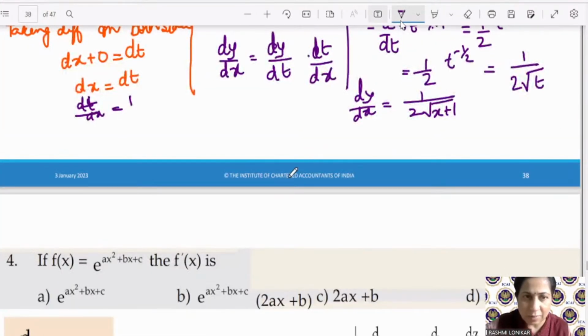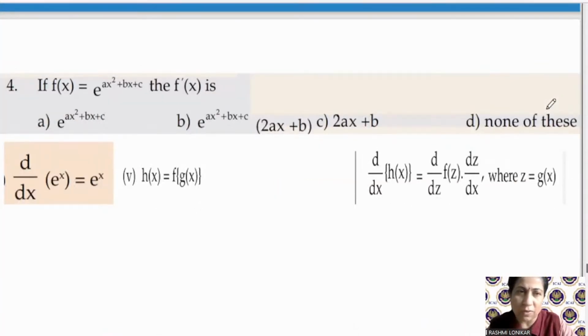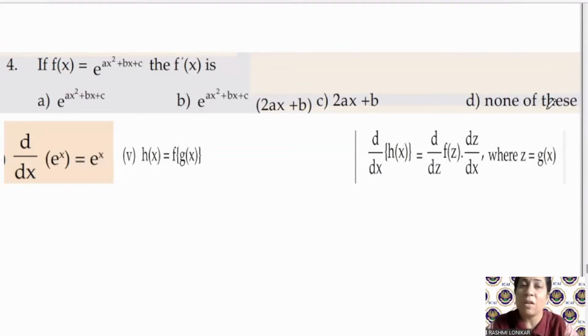Is that clear? I've shown you both the methods so that sometimes you get some coefficient with x and then you don't remember. So even for the simple sum, I've used the method so that you will be able to do it. Clear?